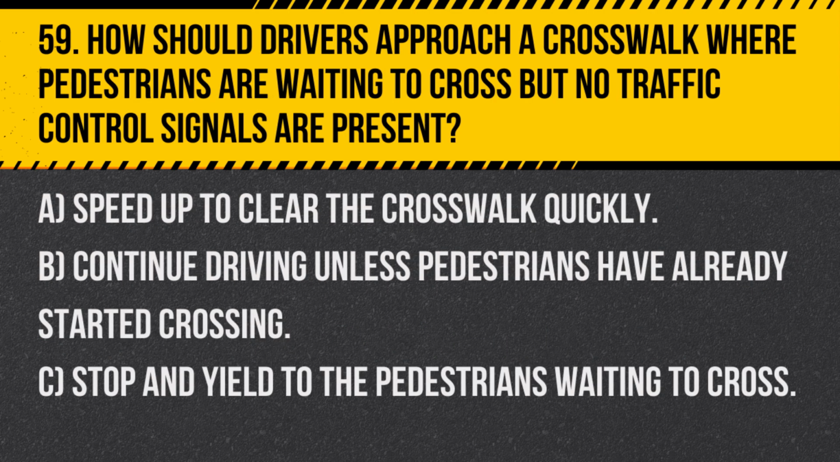Question 59. How should drivers approach a crosswalk where pedestrians are waiting to cross, but no traffic control signals are present? A. Speed up to clear the crosswalk quickly. B. Continue driving unless pedestrians have already started crossing. C. Stop and yield to the pedestrians waiting to cross.